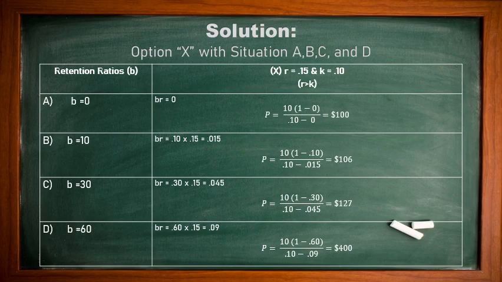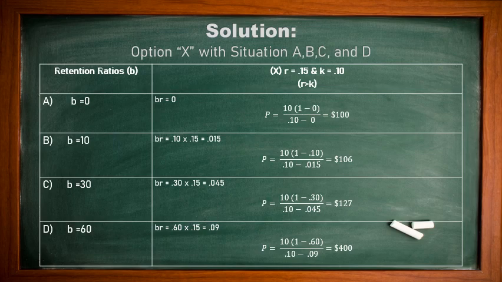In option X, we assume R is 15% and KE is 10%, as given to us. So here the situation is that the cost of capital is lesser than the rate of return, or we can say the rate of return is higher than the cost of capital. We have to put in the model given by Gordon. So first we have to calculate the growth rate through BR. BR is equal to 0 because B is equal to 0 multiplied with R, we will get 0. Once we put the value in the model, we get to know that the market price of the share is $100.